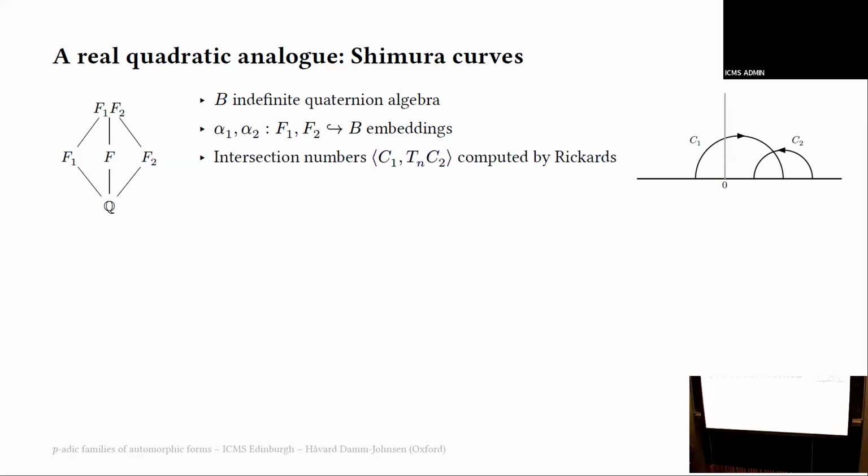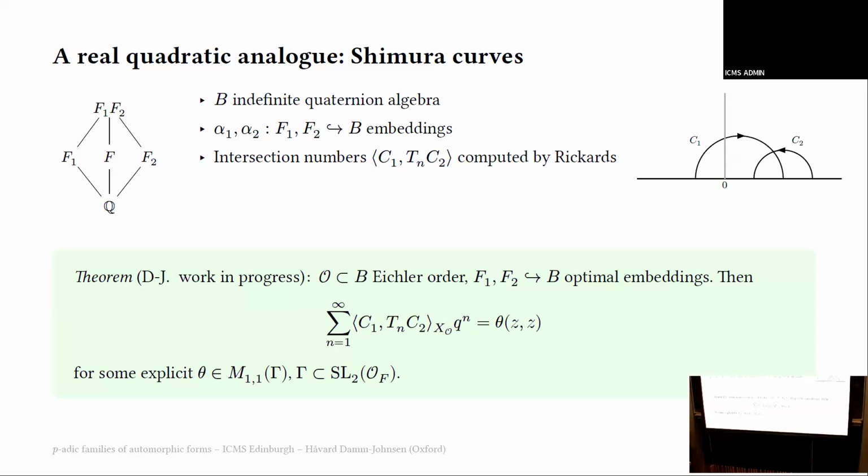Then again, I can consider these intersection numbers that appeared in the first theorem I mentioned, and these were computed by James Rickards very extensively in his thesis. The picture you get by mapping into the upper half plane is two geodesics that intersect in a certain way. And the theorem that I want to explain is the following. If you start out with this Eichler order as before and two optimal embeddings, then just like before, you can find some Hilbert modular form whose diagonal restriction is exactly the generating series of these intersection numbers on the Shimura curve.